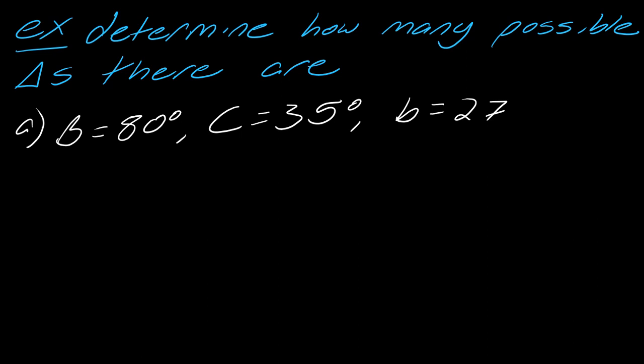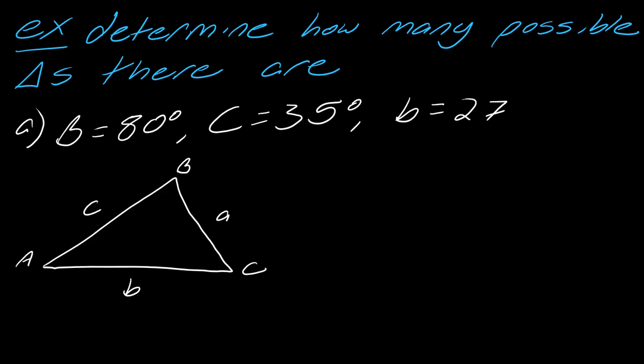So I'm going to give you some information about a triangle ABC, and I'm going to show you how to determine whether or not you have to worry about the ambiguous cases and all that stuff. So I've got B is equal to 80 degrees, C is equal to 35 degrees, and then I have side B is equal to 27. The thing I would recommend every single time you get your information: draw a triangle, make sure you have it all properly labeled with all the sides and everything so that you can easily fill it in, and then fill in the information.